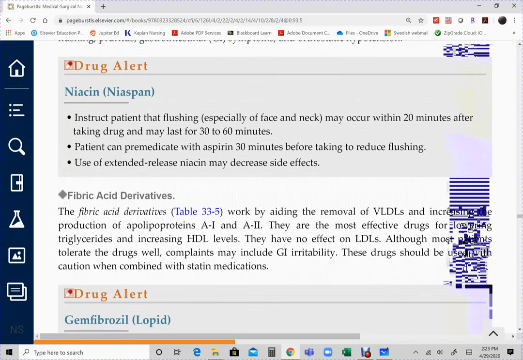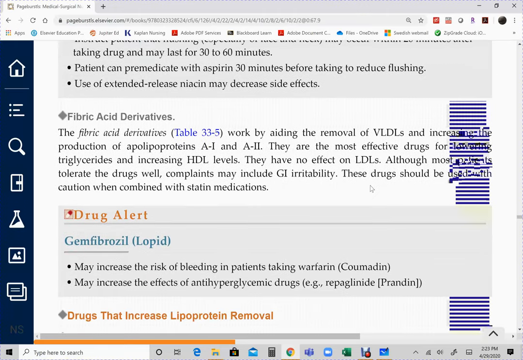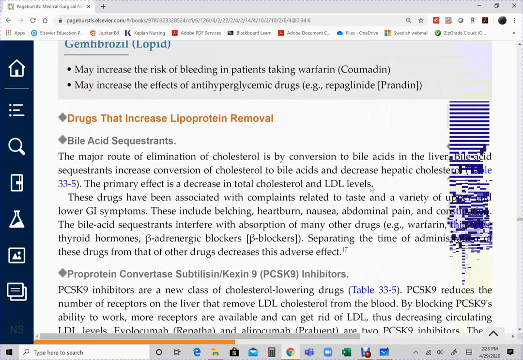Here's another drug alert for niacin. Okay, please read them. Make sure you prepare for test questions on all drug alerts. They are all testable.